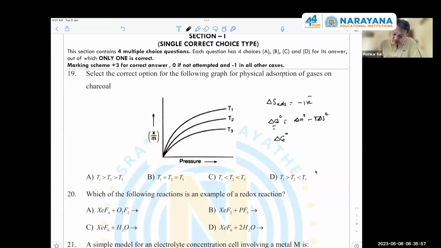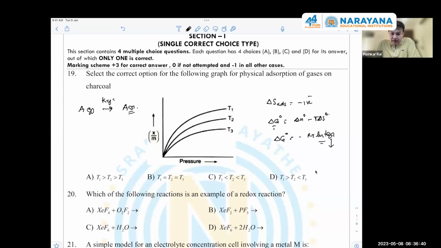So if delta G naught is related to minus RT ln K equilibrium, you can relate it like this. If delta S is negative and you increase the temperature, then what happens? The delta G naught value is going to increase, and the more delta G naught increases, the more K equilibrium for this process decreases. What is this process? The gas is getting into solid form, because it is getting stuck on a solid surface. So the equilibrium constant is getting smaller. In this way, you can think that adsorption is decreasing.